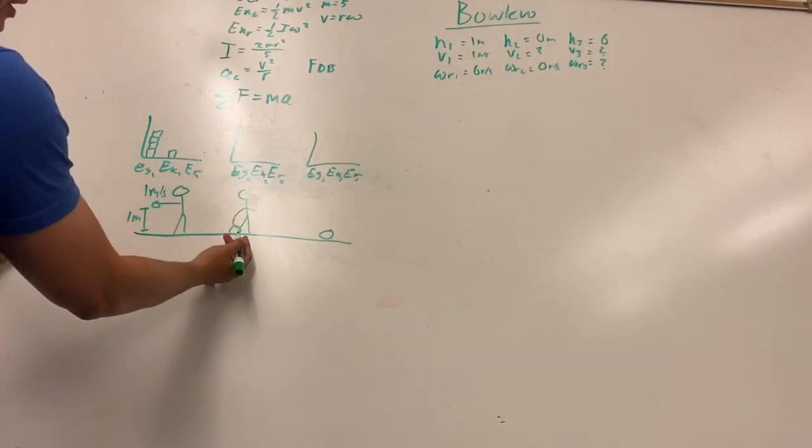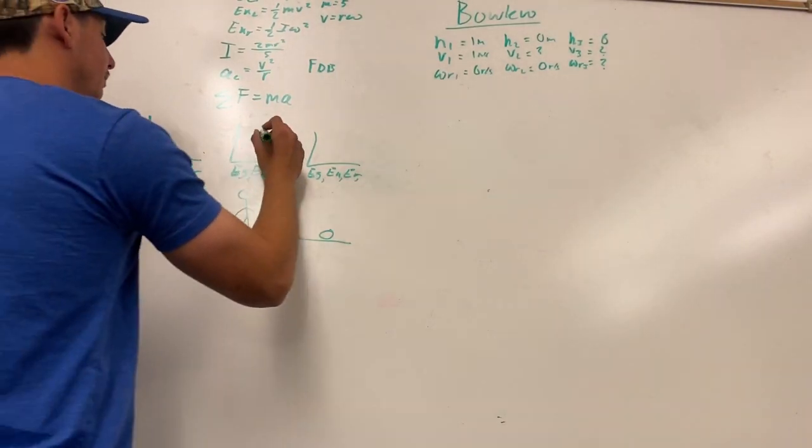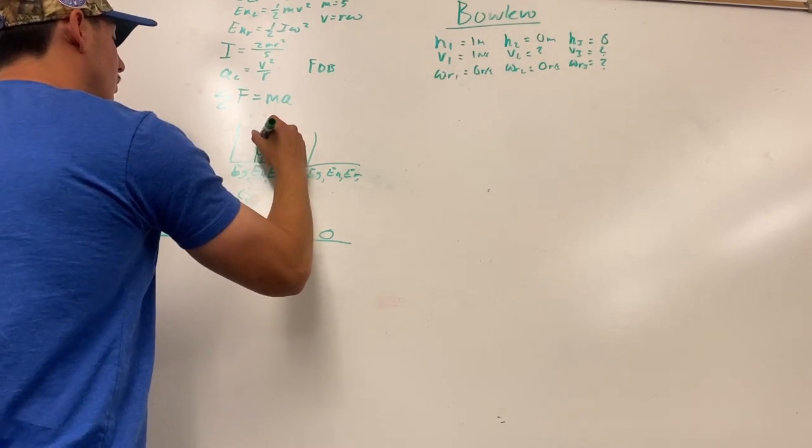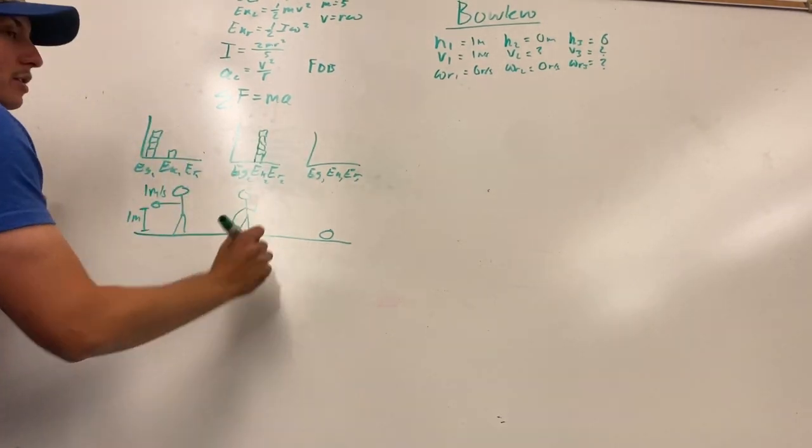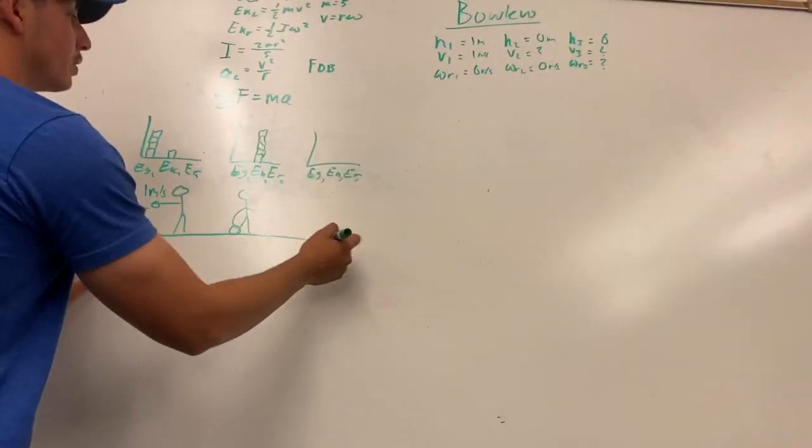Event 1 is mostly gravitational and kinetic. Event 2 is when the ball's about to be released, and it's mostly kinetic right here. This is right when the ball's released. Event 3 is when it's rolling already.